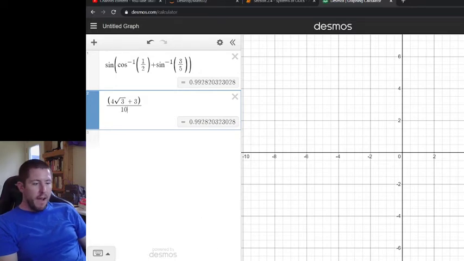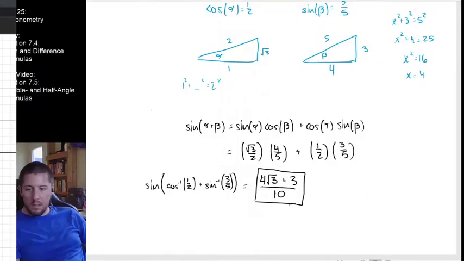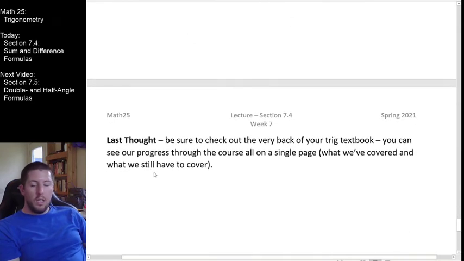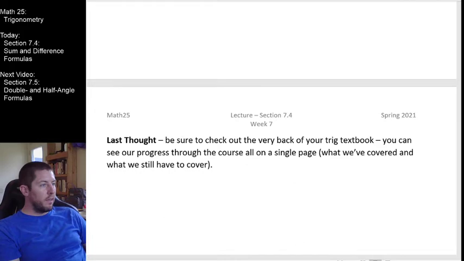All right, so my final thought for the day is this. You should be checking out the back of your trig textbook. And I'm going to show you exactly what I mean right here. I've got this guy already brought up for us. If you go look in the very back of your trig textbook, and I think I've brought this up before, I just want to show you that this is covering literally the entirety of our class. You can see our whole course in one page when you go look at this thing. And I want to show you exactly where we're at.